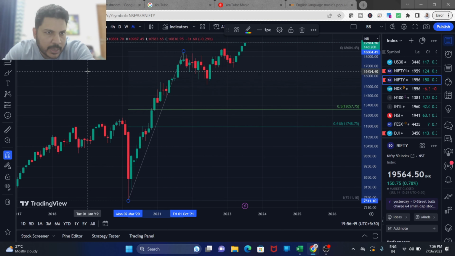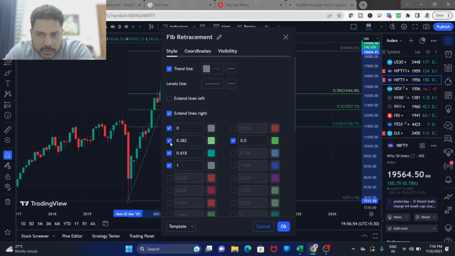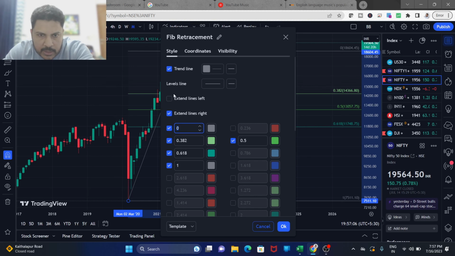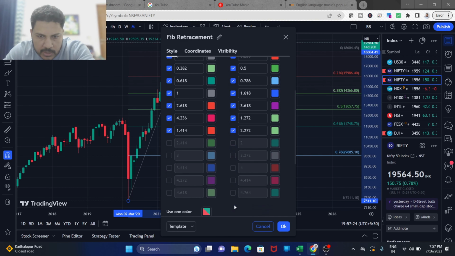If you enable this 0.38, let me just enable it. That will be the point where the market came close to this zone, and it came close to this zone and moved away. So what will happen if we enable all the zones? Let's try and see that first. This is your basic setting which is there by default in any TradingView.